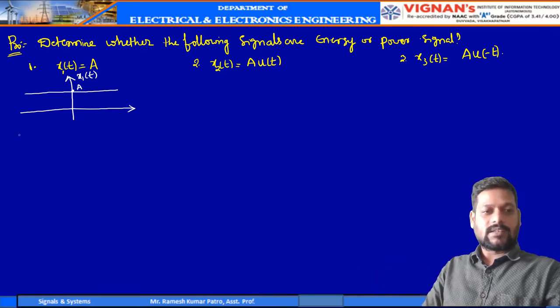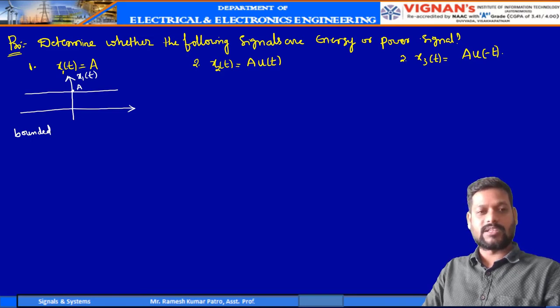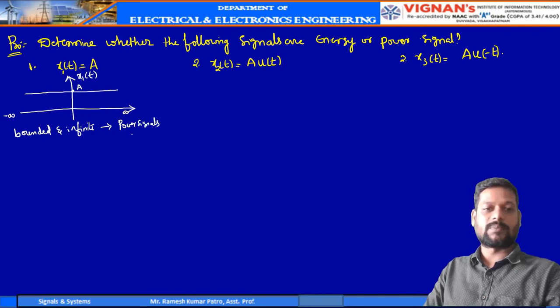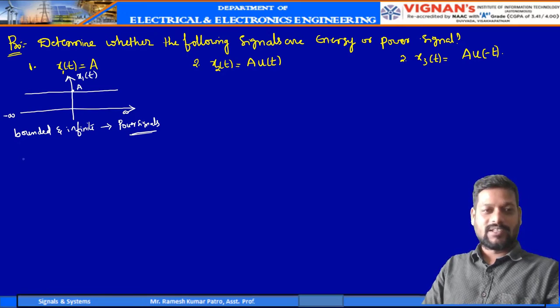Now this signal is a bounded signal because the amplitude is a finite value, and the signal is extending from minus infinity to plus infinity. So from minus infinity to plus infinity the signal exists, therefore it is an infinite signal. So all bounded and infinite signals are obviously power signals. It is a power signal, right? Now let us prove this.